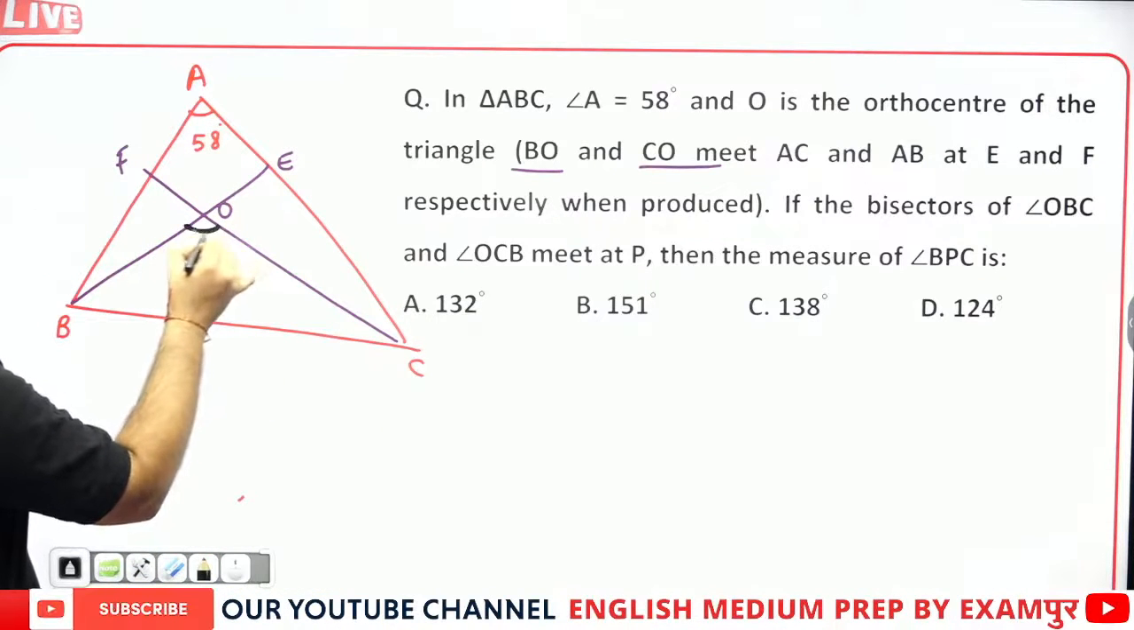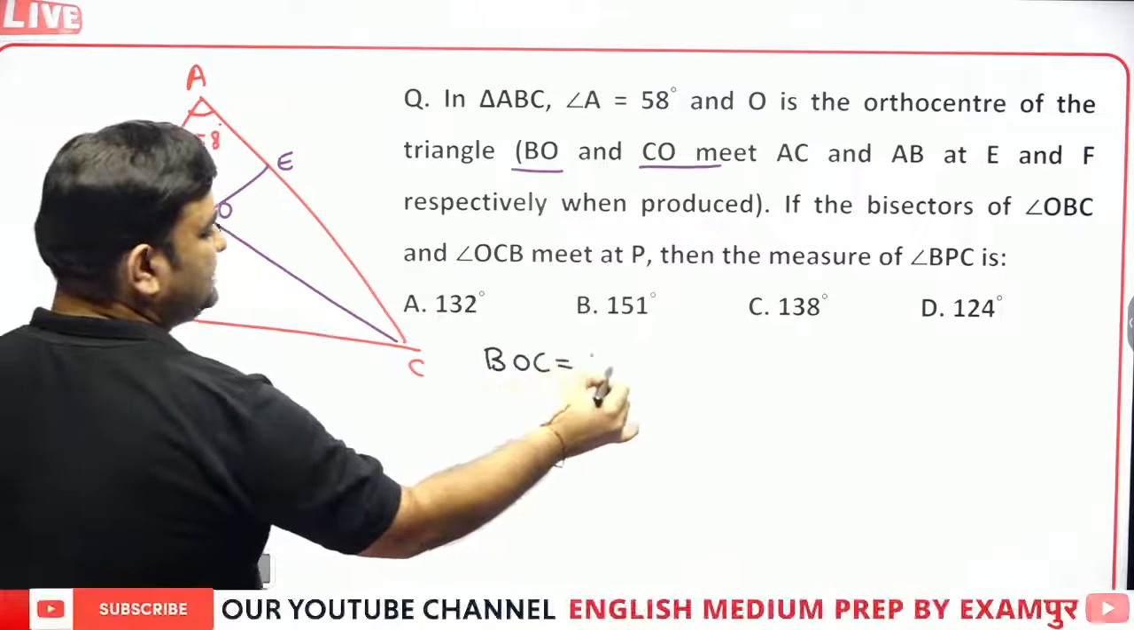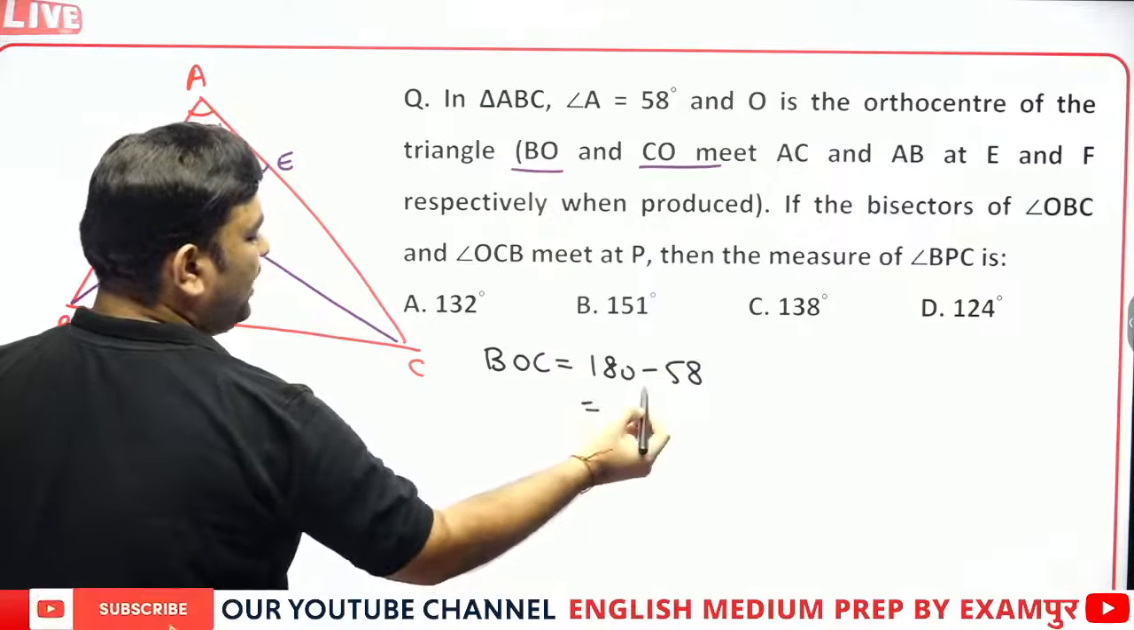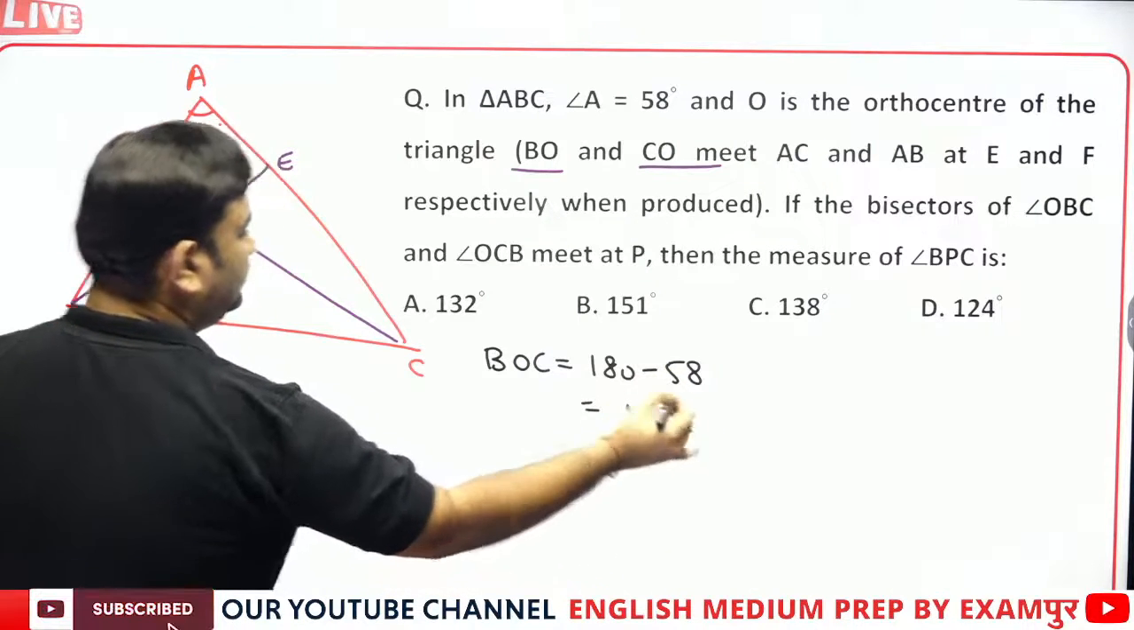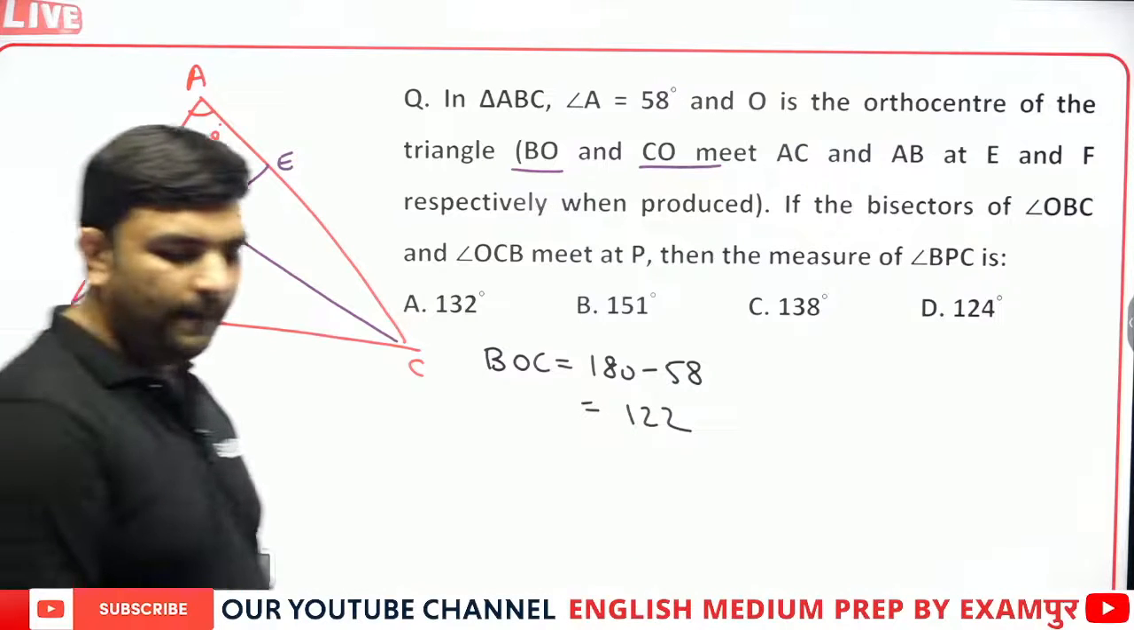For the orthocenter, angle BOC is 180 minus A. So I think it's 122.